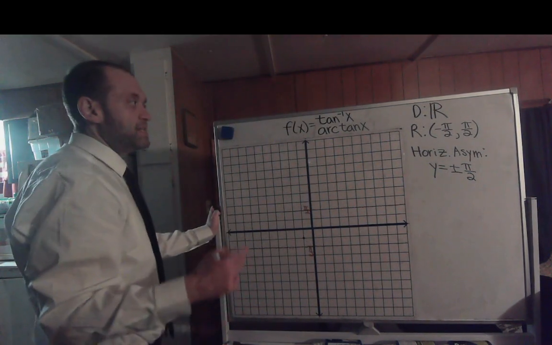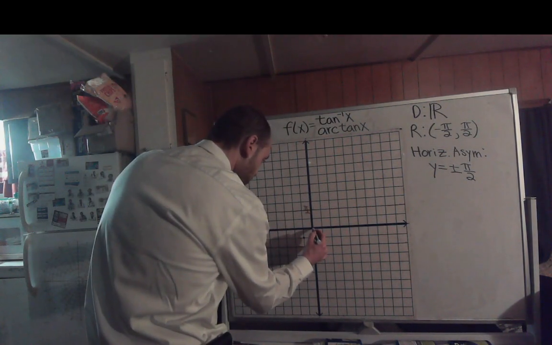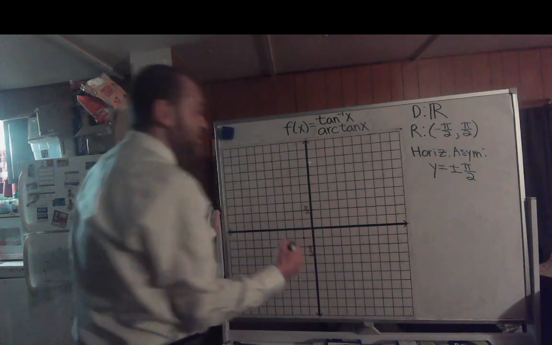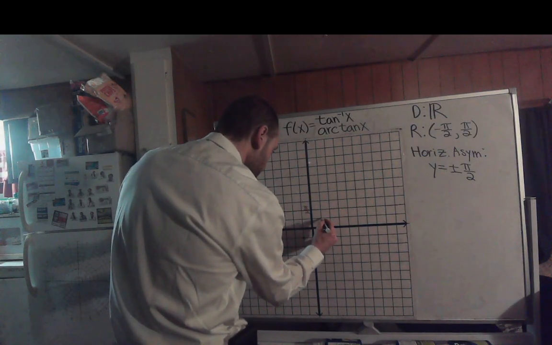What gives me an inverse tangent of 0? That, of course, would be the 0 angle. Then what about the inverse tangent of 1? What gives me a tangent of 1? That'd be pi over 4.